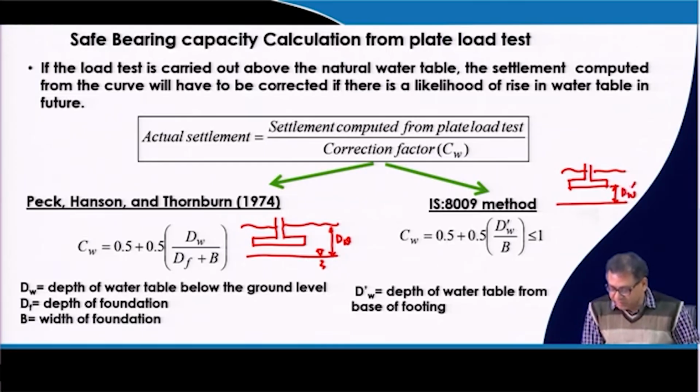Okay, depth of water table from the base of the foundation. This is the difference between two cases. If dW dash is equal to 0, that means the water table is at the base of the foundation, then this is 0.5. So if the water table is within the surface to the base of the foundation, it is always 0.5, but in this case it will change. So you can either use this method or the first one, whichever is suitable for you to apply the correction factor.